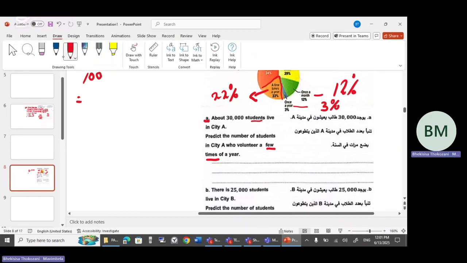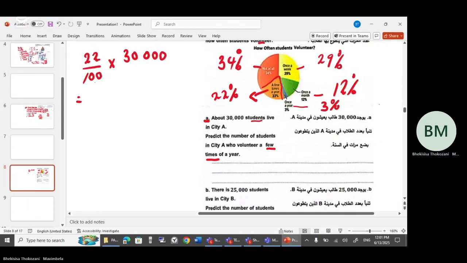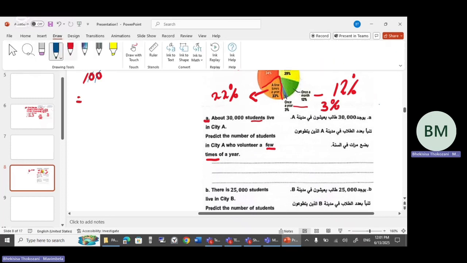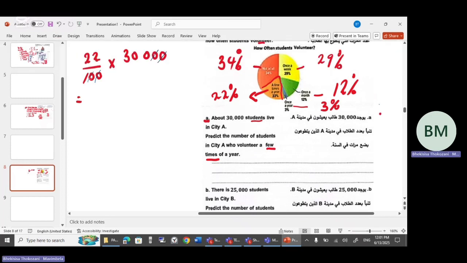So you can now, this 0 cancels off with that, and this 0 cancels off with that. And now you have something much simpler left, because you must try your best to simplify these things here. And now you have 22 multiplied by 300.